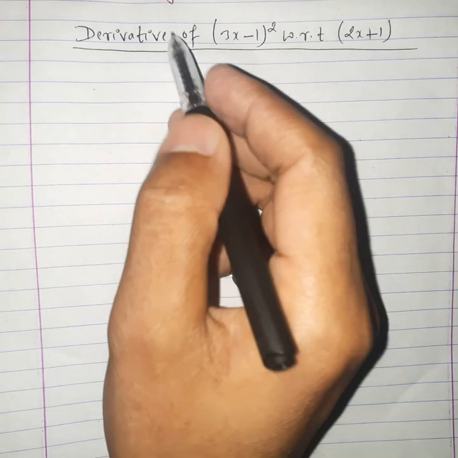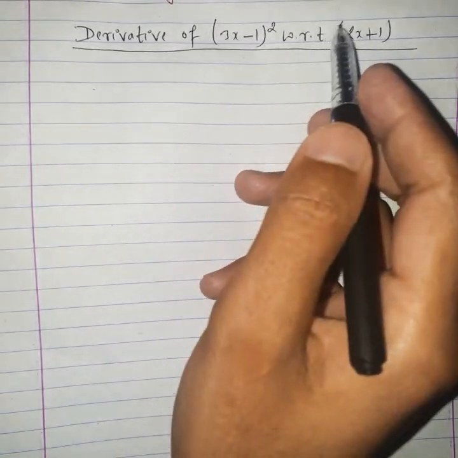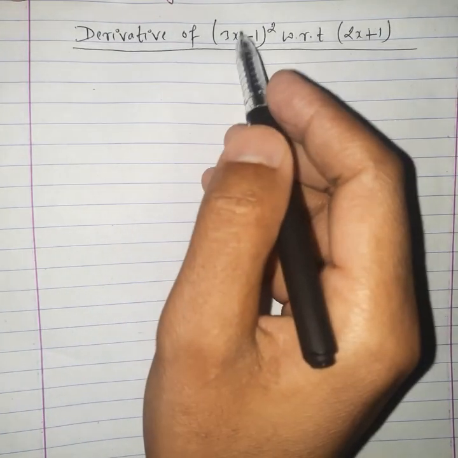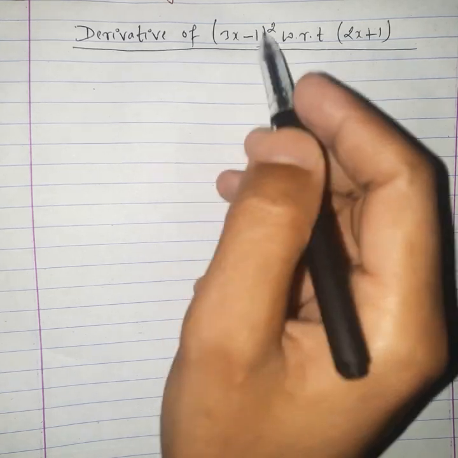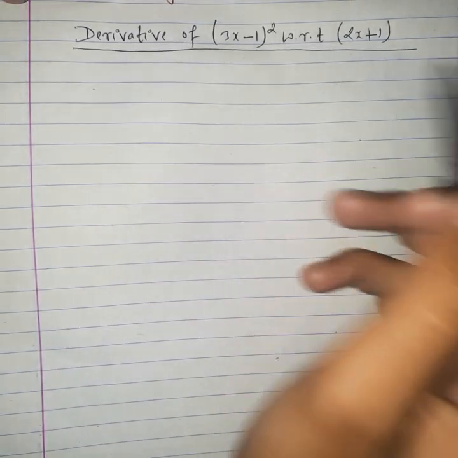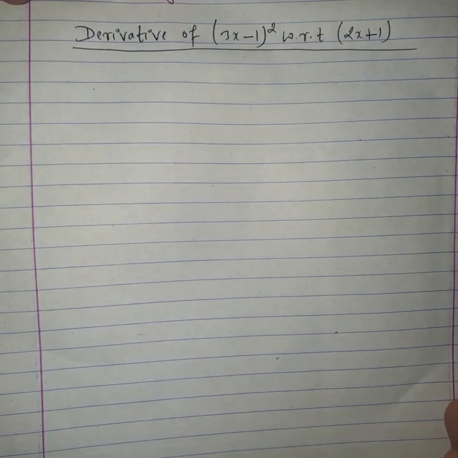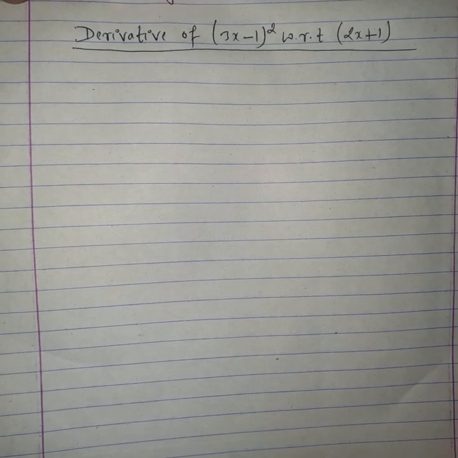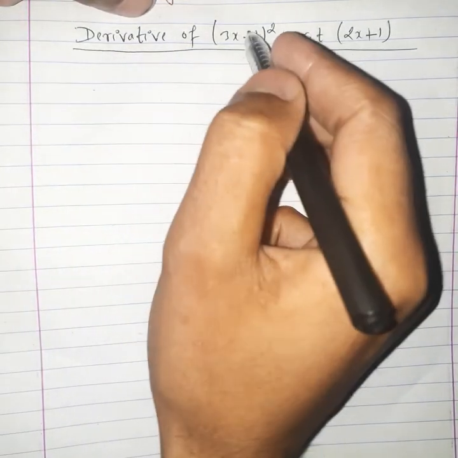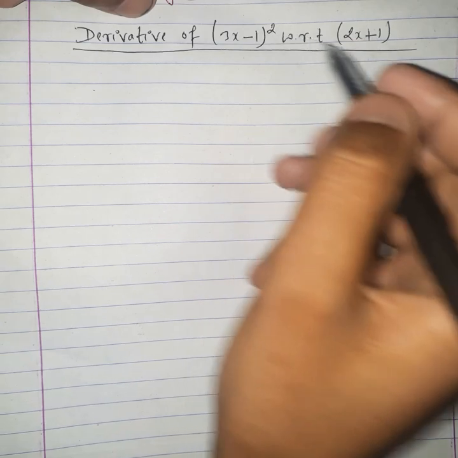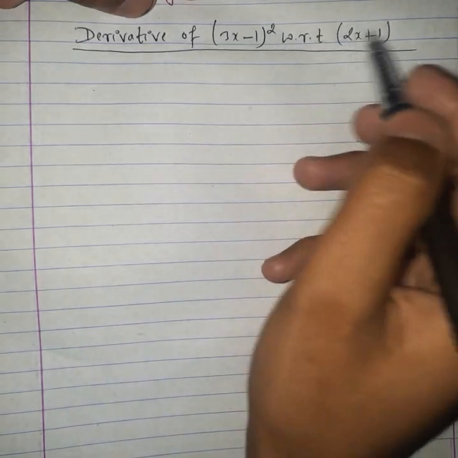Today's topic is the derivative of a function with respect to the next function. I have taken a particular question to illustrate the derivative of a function with respect to another function of the same variable. The function is (3x minus 1) whole squared. I am going to differentiate it with respect to the next function, 2x plus 1.